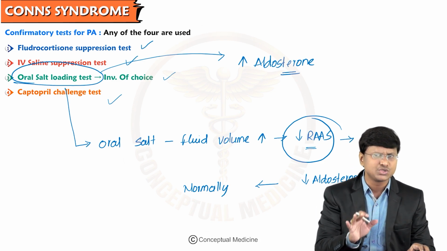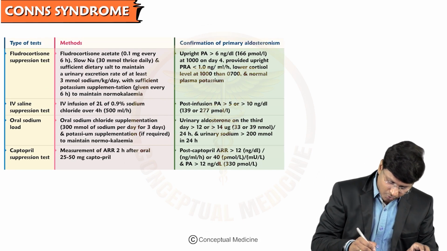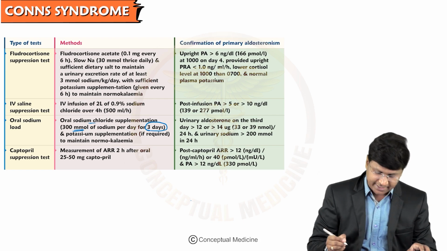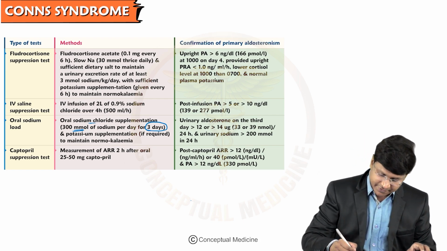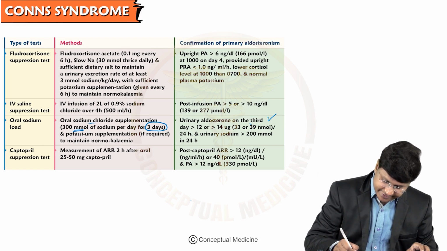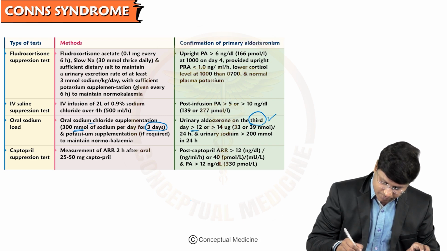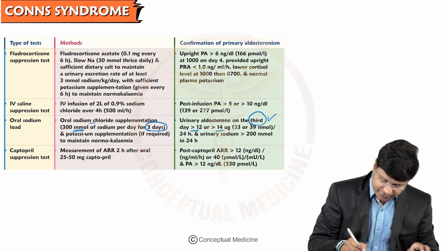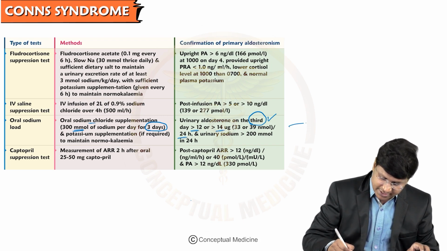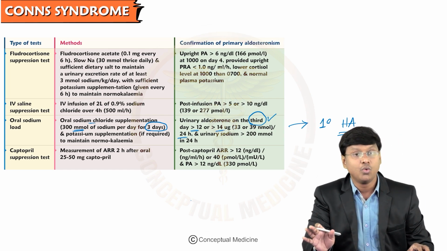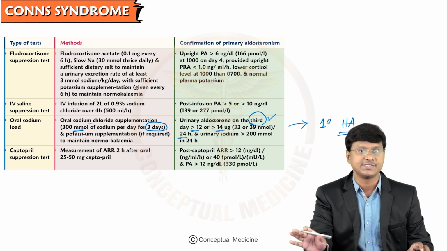Now let me give you the actual picture. Oral sodium chloride, how much do you have to give? 300 millimoles of sodium per day, for 3 days. Then you have to check the urine aldosterone on the 3rd day. And if the urine aldosterone is more than 12 or more than 14 micrograms per 24 hours, then this will confirm primary hyperaldosteronism. This is the actual test, right? So, the investigation of choice is the oral salt loading test.